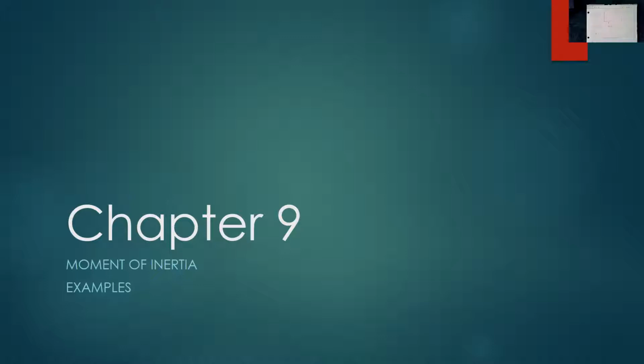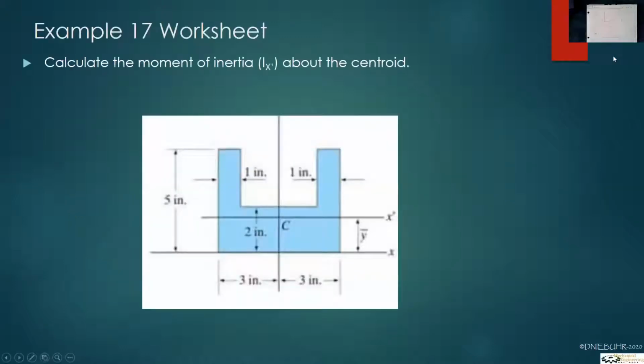So the examples will involve usually finding the centroid and then finding the moment of inertia. As you may recall from the last lecture, just being able to find the moment of inertia about the centroid is fine, but most of the time you have to use the parallel axis theorem because the axis of interest isn't necessarily going to be about the centroid of your object.